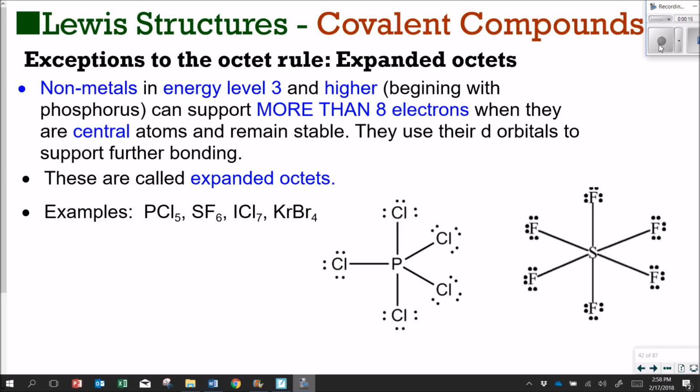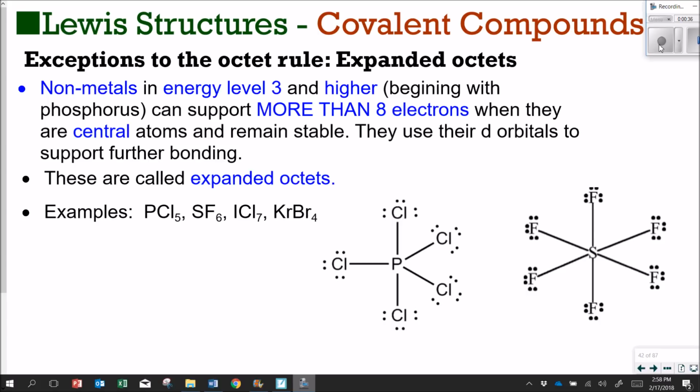Up to this point, we have looked at exceptions to the octet rule with incomplete octets. In other words, when atoms become stable with less than 8 electrons in their outer energy level. Examples are hydrogen with 2, beryllium 4, and boron and aluminum with 6.